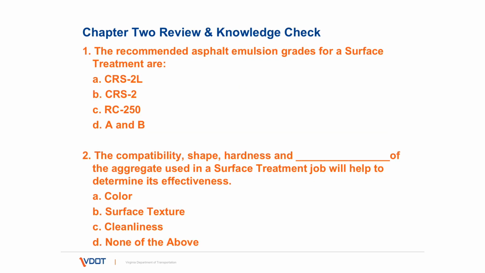So we'll have a knowledge check now. In your book, number 1 says the recommended asphalt emulsion grades for surface treatment are CRS2L, CRS2, RC250, or A and B. And the correct answer is D, A and B. Number 2 says the compatibility, shape, hardness, and cleanliness of the aggregate shall be used in surface treatment job to help determine its effectiveness. Is that color, surface texture, cleanliness, or none of the above? It's C, cleanliness.